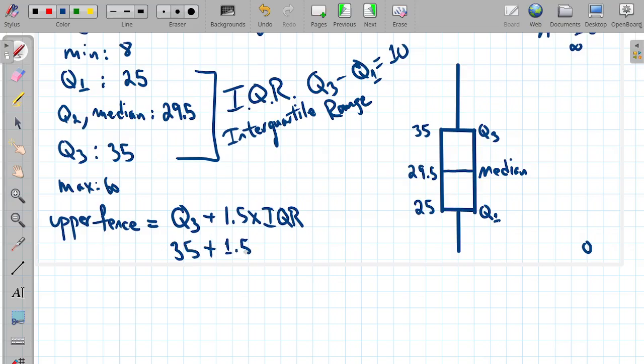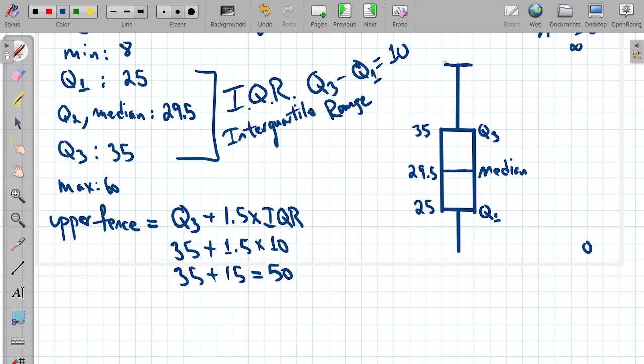The interquartile range was 10. So this is going to be 35 plus 15. So the interquartile range with this formula then says our upper fence is at 50. So what we'll do for the upper fence is we'll make a horizontal bar right there.